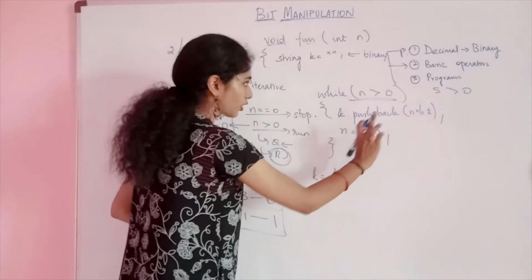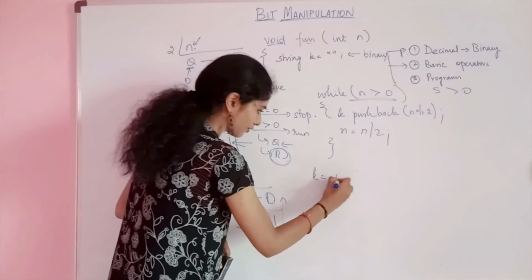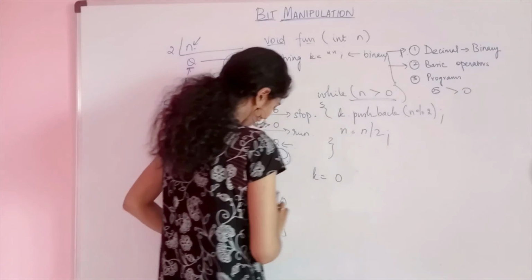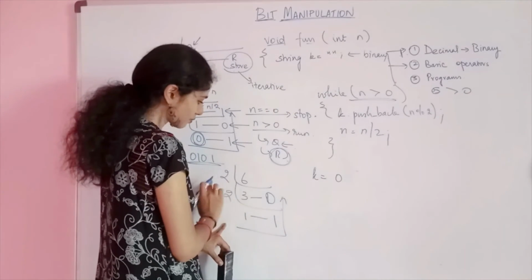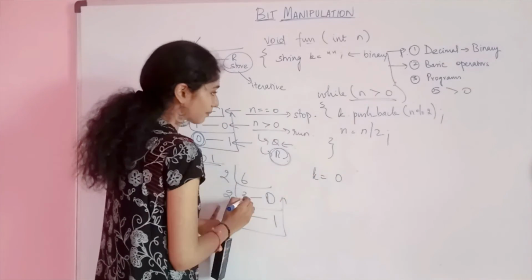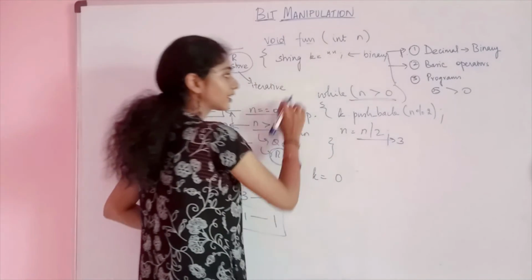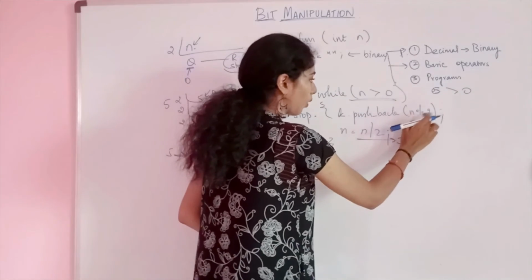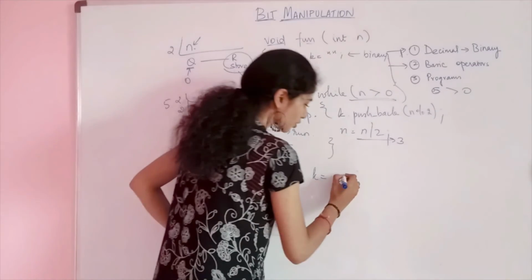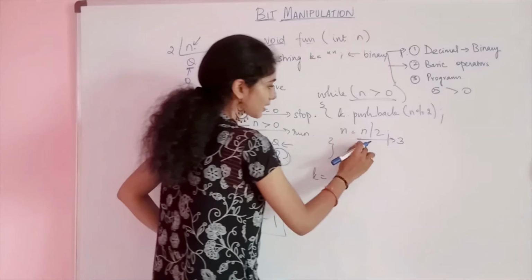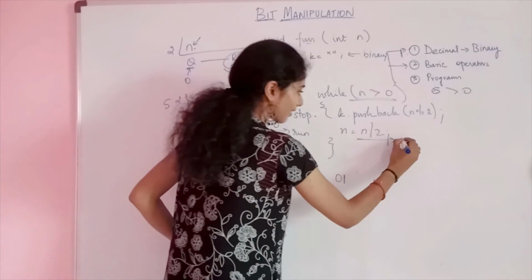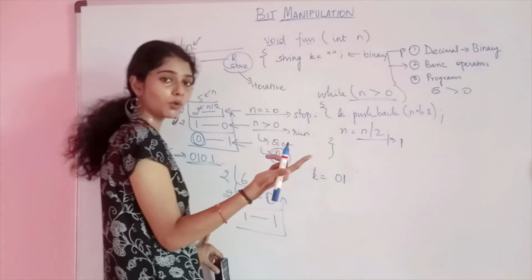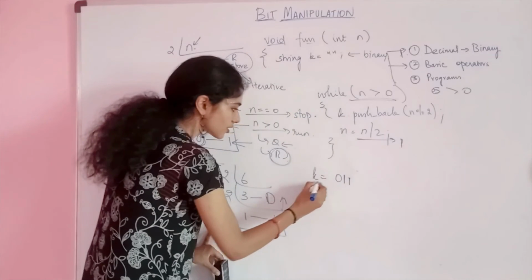For this, k will initially be empty and n will be 6. 6 is greater than 0, so k will push_back n mod 2, which is 6 mod 2, 0. Then n is equal to n by 2, so n will hold the value of 3. 3 is greater than 0, so k dot push_back of 3 mod 2. What is 3 mod 2? 1. It gets stored here. Then n is equal to n by 2, 3 by 2 gives a value of 1. 1 is again greater than 0. k dot push_back of 1 mod 2. What is 1 mod 2? It is 1 again. So you get 0 1 1.